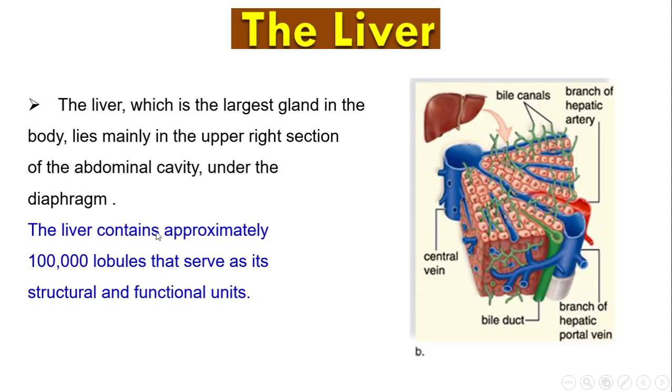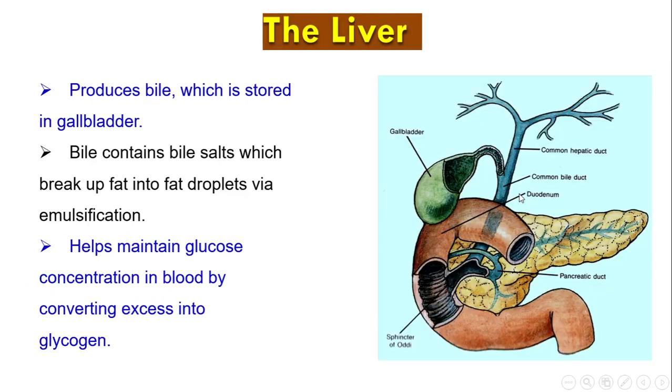The liver contains approximately 100,000 lobules that serve as structural and functional units. The liver produces bile, which is stored in the gallbladder. Bile contains bile salts, which break up fat into fat droplets via emulsification.